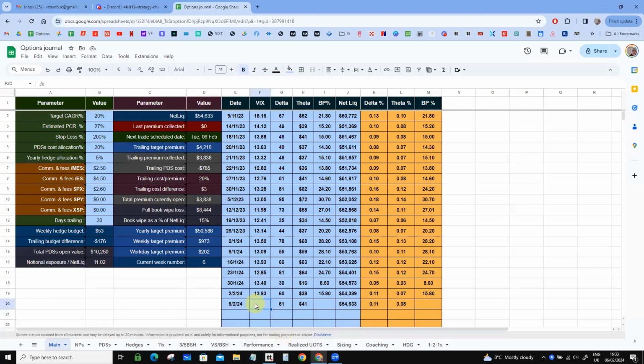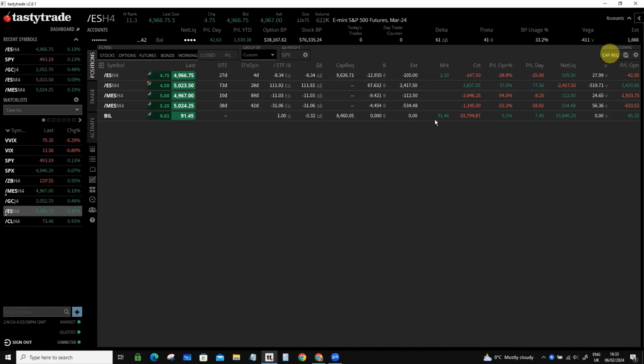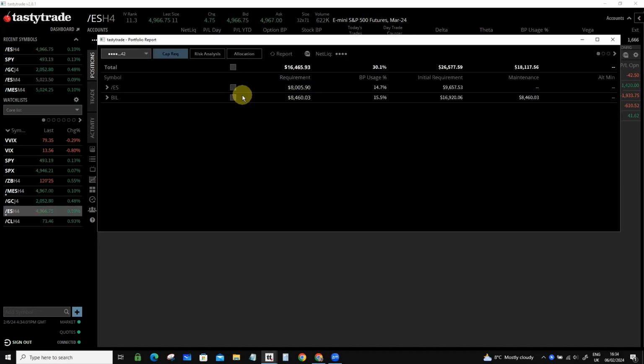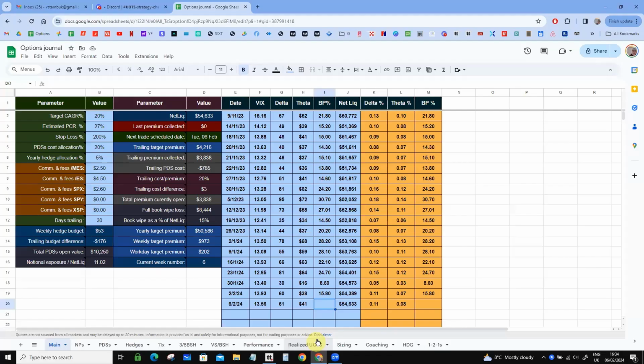13.56, so pretty low. Our buying power usage at the moment, let's refresh just in case, is 14.7. So very, very low, 14.7. We are in good shape to put another trade on. Our notional exposure is around 11x, which is in line. We always try and bring it down, but this is still in line, so we're okay.